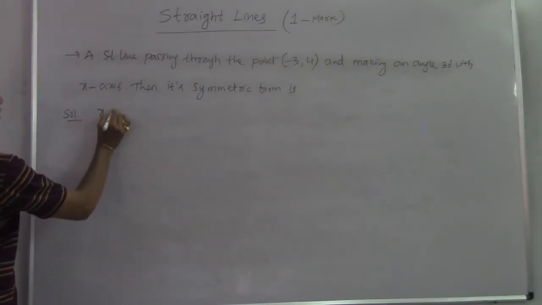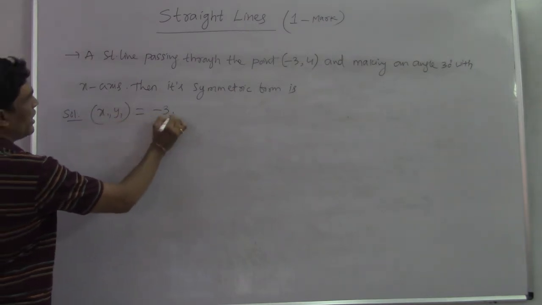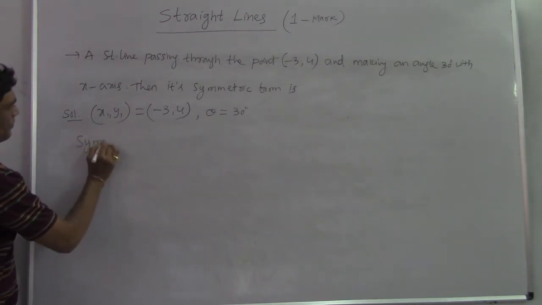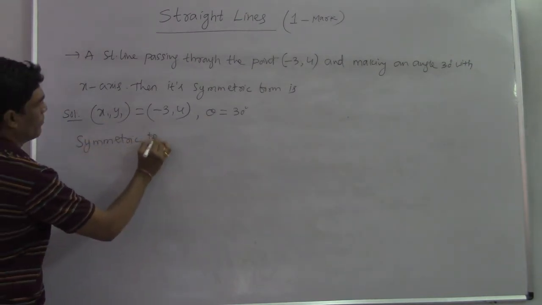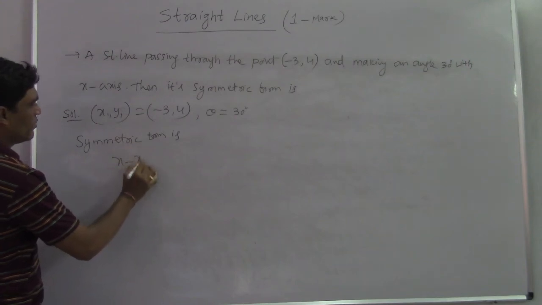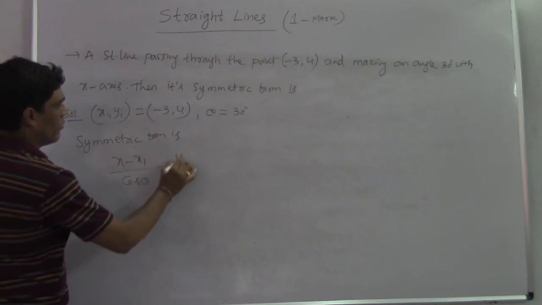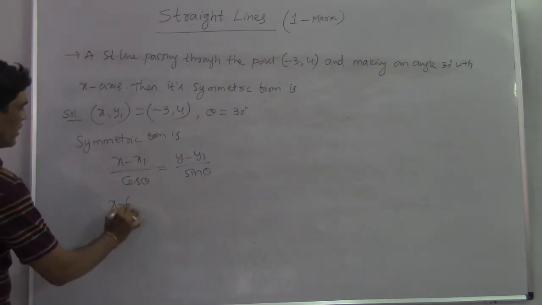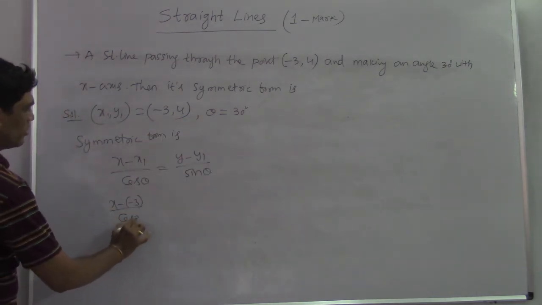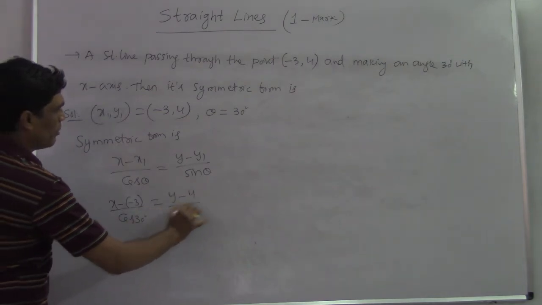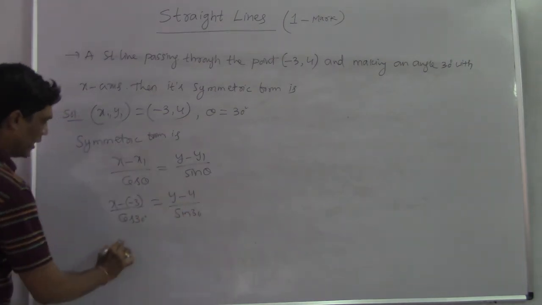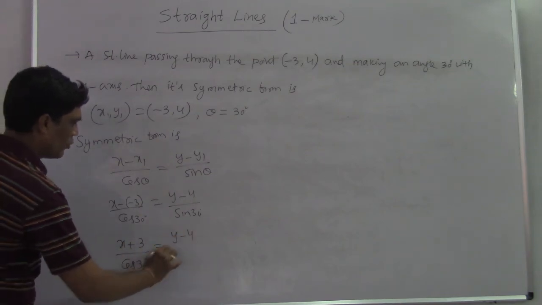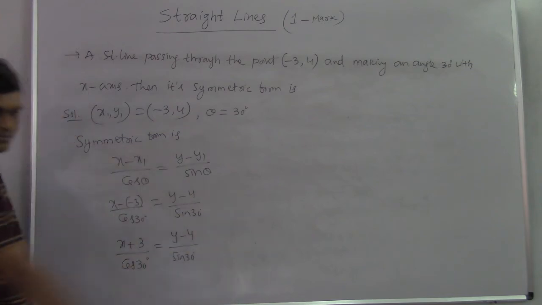So point means always there should be x1, y1: minus 3 comma 4. Angle over here is 30 degrees. Symmetric form is what? x minus x1 by cos theta, y minus y1 by sin theta. So x minus of minus 3 by cos 30 degrees, y minus 4 by sin 30. So you can write x plus 3 by cos 30 degrees, y minus 4 by sin 30 degrees.